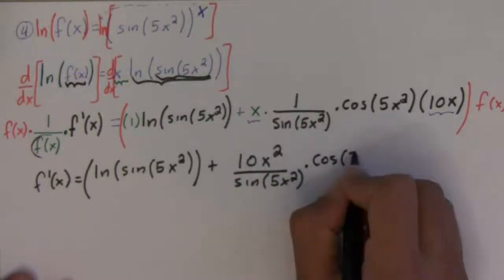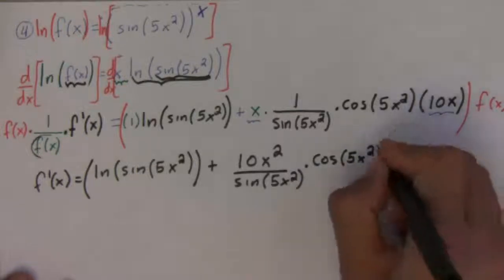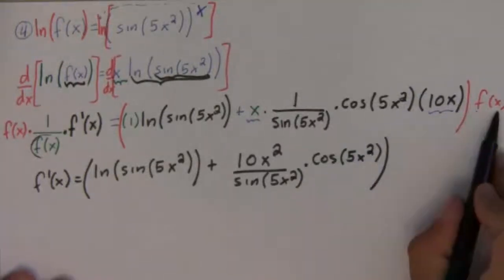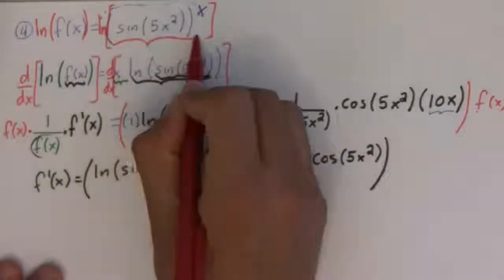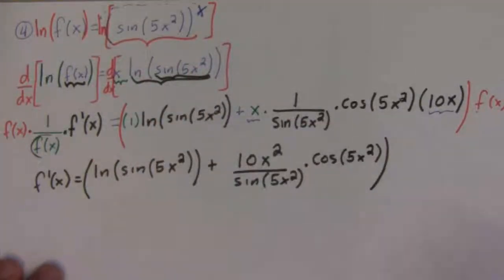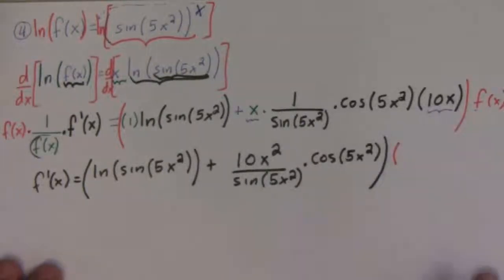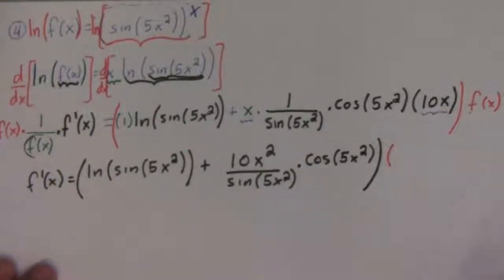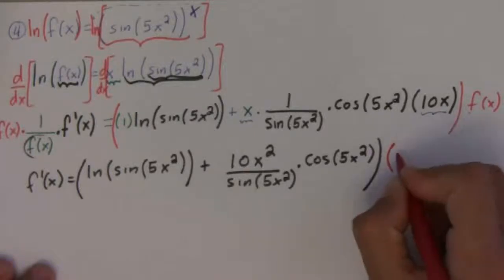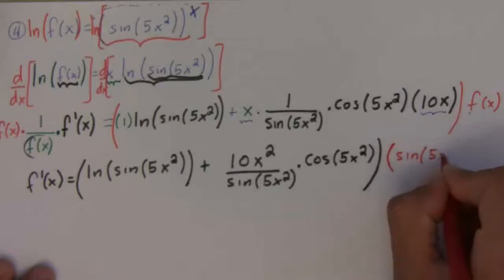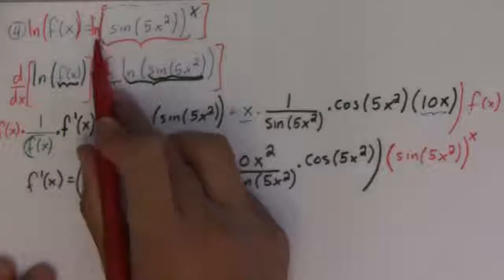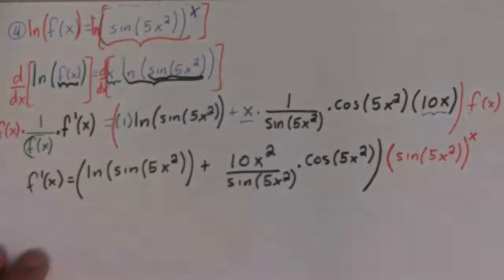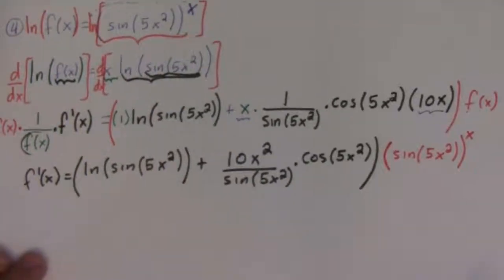times cosine of 5x squared, and all of this is being multiplied by f of x, but f of x is my original function, this guy right here, so I'm going to just rewrite the original function here. The original function, sine of 5x squared, all raised to the x, without the natural log, because the natural log isn't the original function. And that's it. That's my derivative.